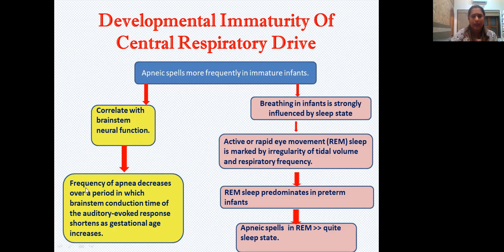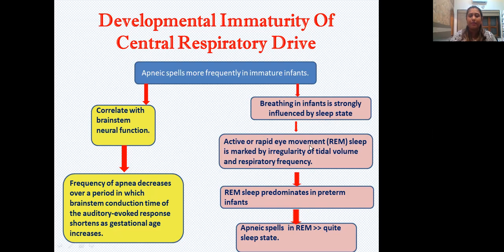As the age increases, the brainstem conduction time for the auditory evoked response also shortens, and therefore the incidence of apnea decreases. So frequency of apnea will decrease over a period in which brainstem conduction time of the auditory evoked response shortens as gestational age increases. Then another thing is the influence of REM sleep. Now, breathing in infants is strongly influenced by the sleep state, and infants, both term babies also, and moreover premature babies, are maximum time in the sleep state itself.